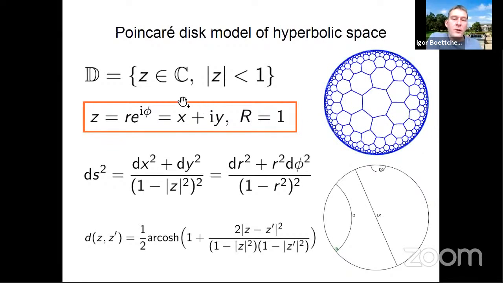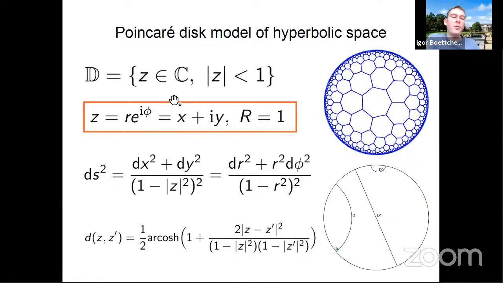The Poincare disk model consists of all complex numbers with magnitude smaller than 1, so the interior of the unit circle. Complex numbers will be represented in this talk either in polar coordinates or as x plus iy, just the usual thing. You should be aware that I set the radius of the disk to unity, which is the only reasonable thing to do, but this is a choice. I could choose a different capital R as the radius, but then I would have to carry that around.